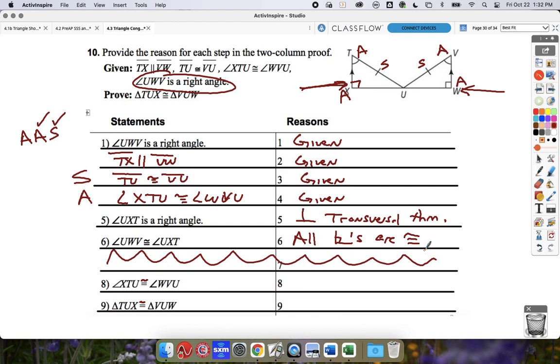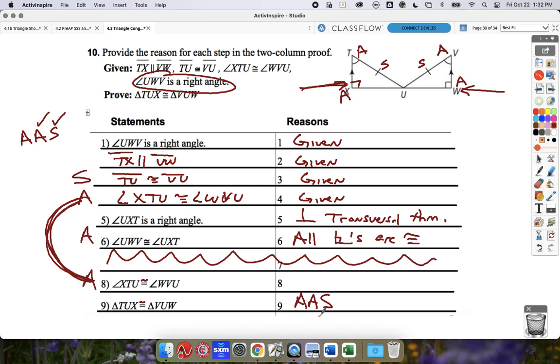Okay, it is in number 5. I guess I repeated myself. These two steps are repeated because this was an equality statement, so it doesn't necessarily need to be there. But look, at the end of the day, we use the AAS shortcut. So number 8 is given.